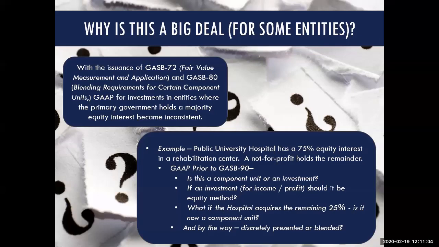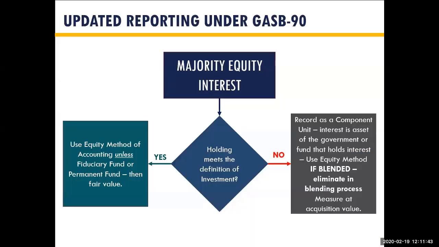Now, prior to GASB 90, we would have had to make a decision as to whether or not this is a component unit or an investment. And if it's an investment, how should we report it? Should we report it using the equity method, or should we report it at fair value? And if the hospital acquires the remaining 25%, is it now a component unit, or is it still an investment? And if it's a component unit, do we report it as discretely presented or blended? So you can see this is just a very complex situation that GASB 90 attempts to fix.